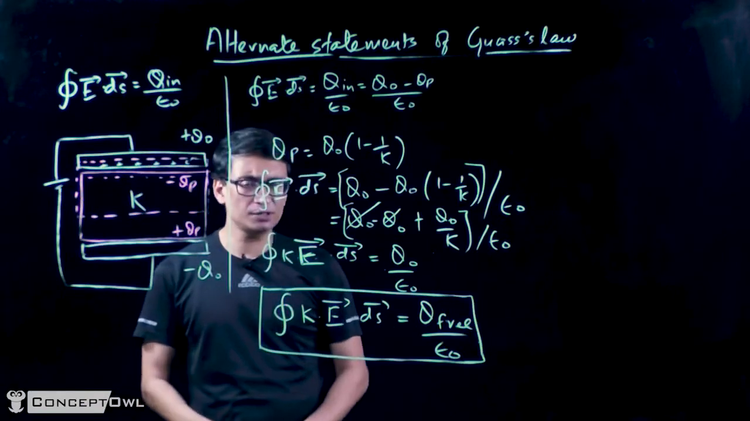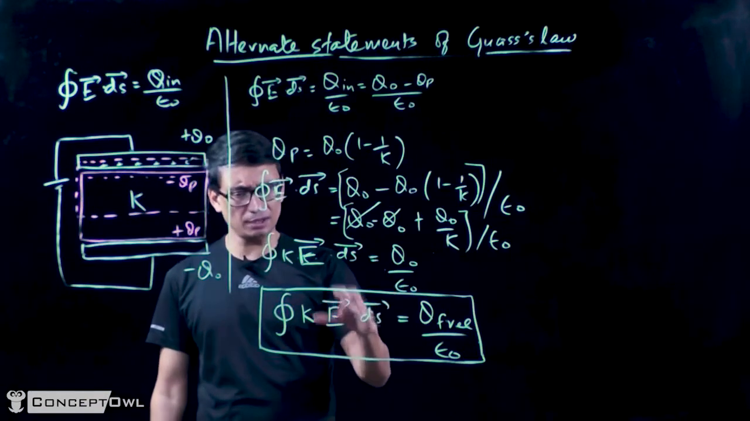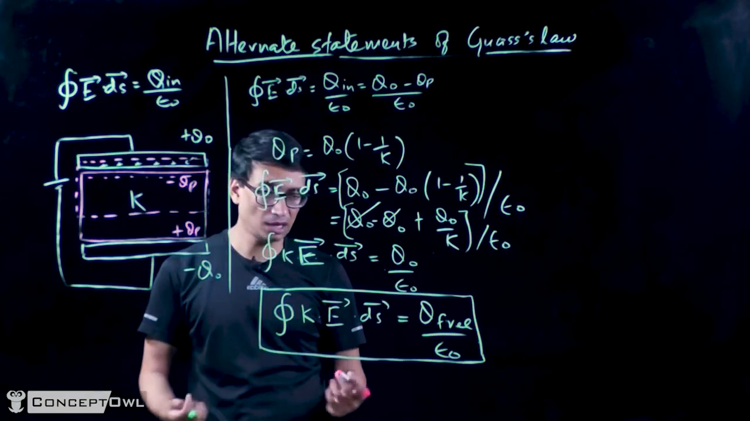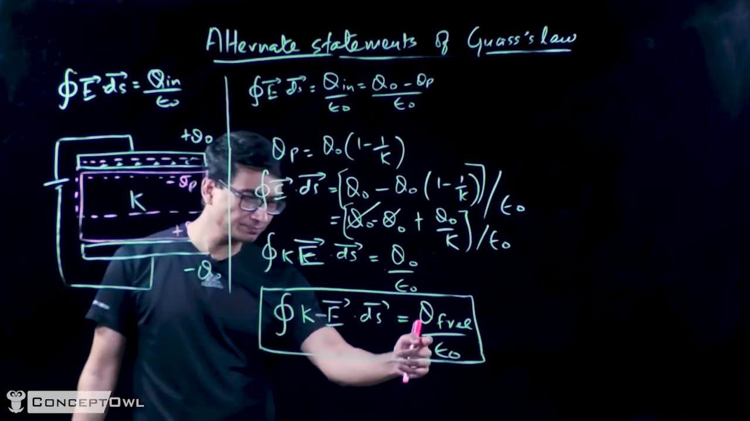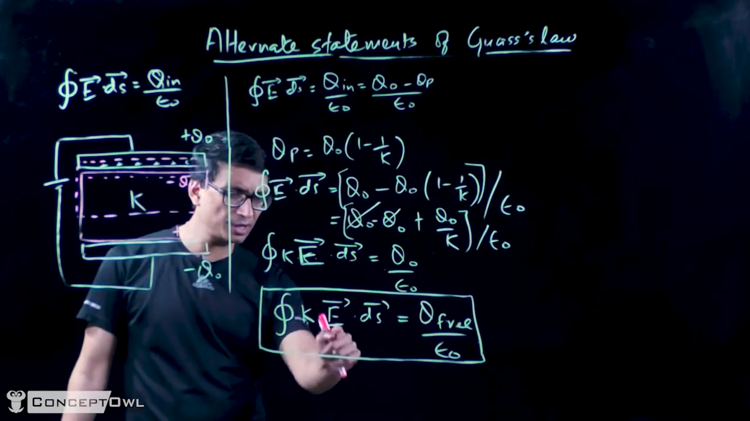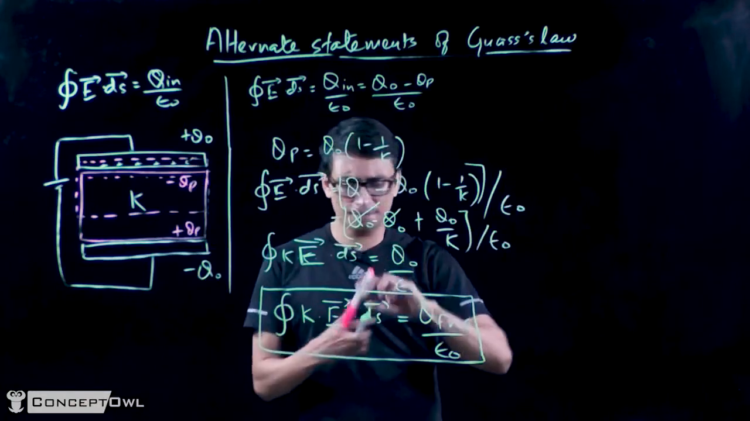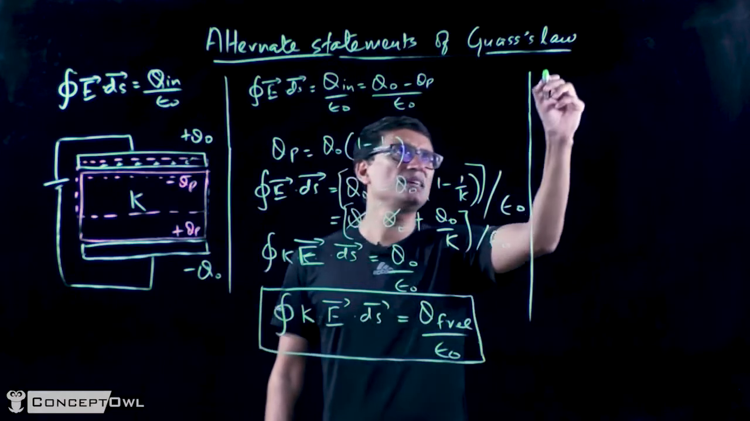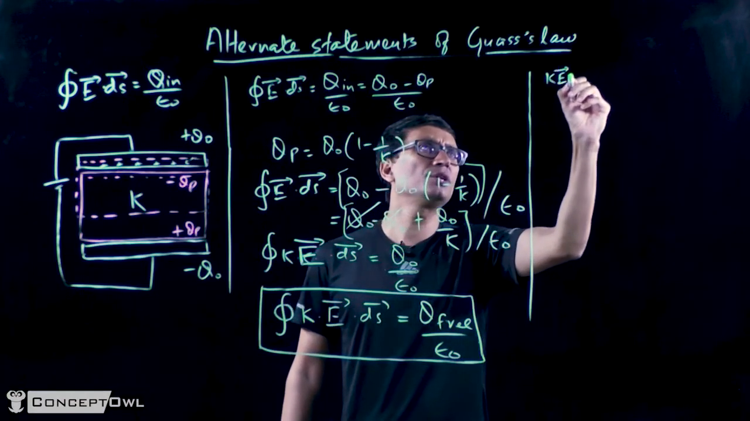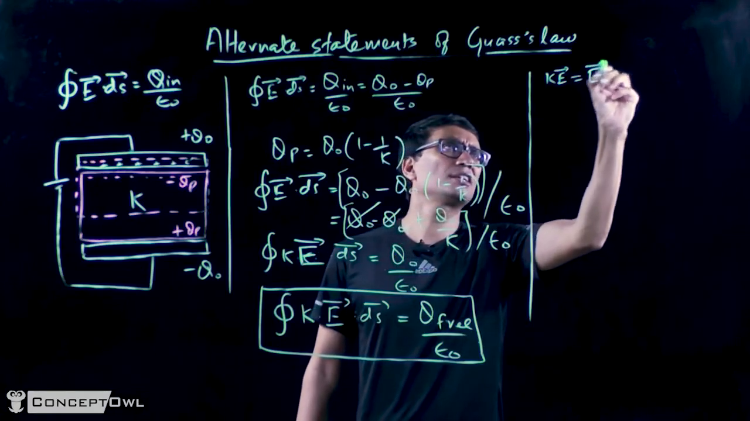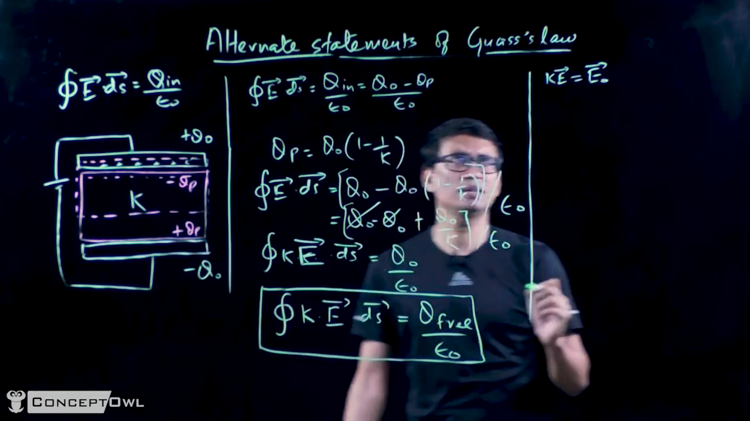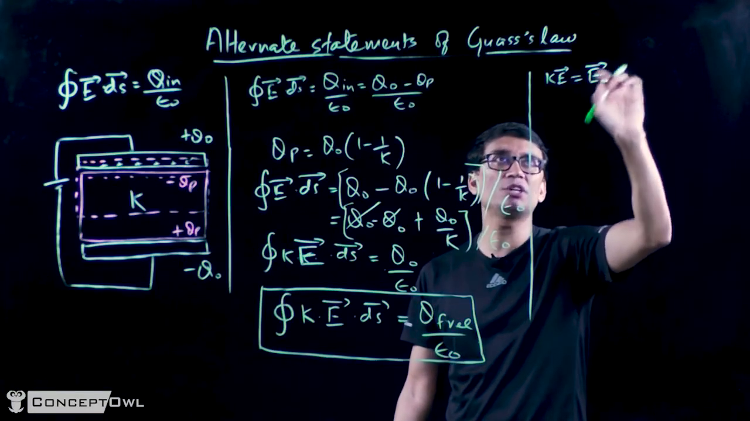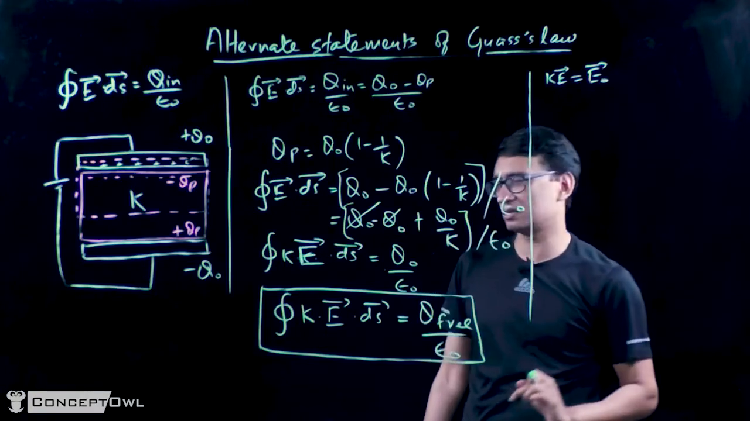Now this is one alternative statement of Gauss's law. There is another way to state that. How would that be? Let's look at KE. What is KE? K into E would be equal to E naught, which is the electric field only due to the free charge. Why is that? Because we have defined K such that the total electric field is equal to E naught upon K.